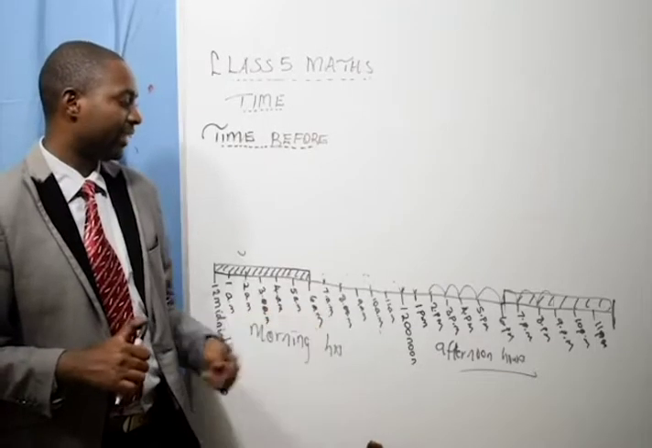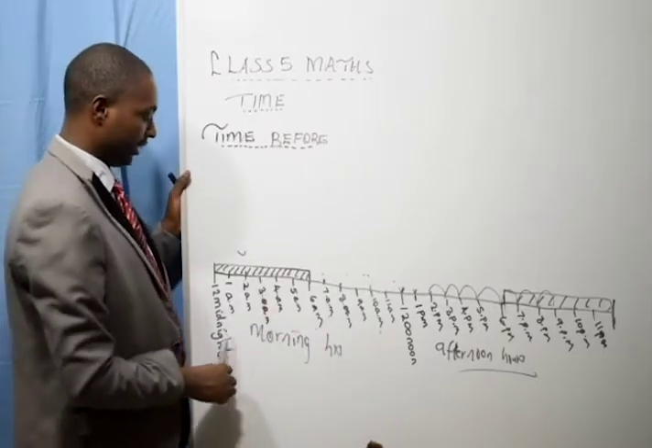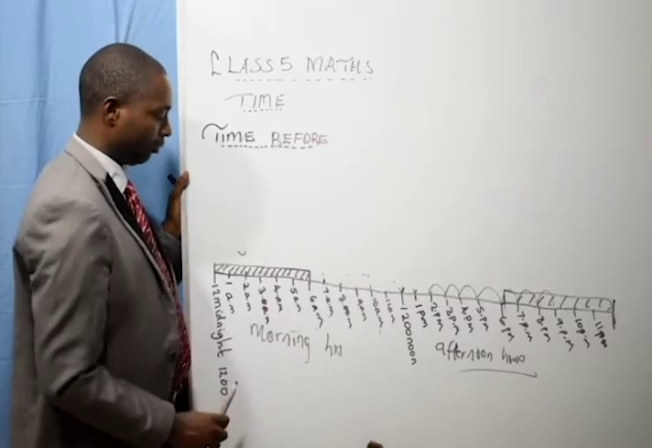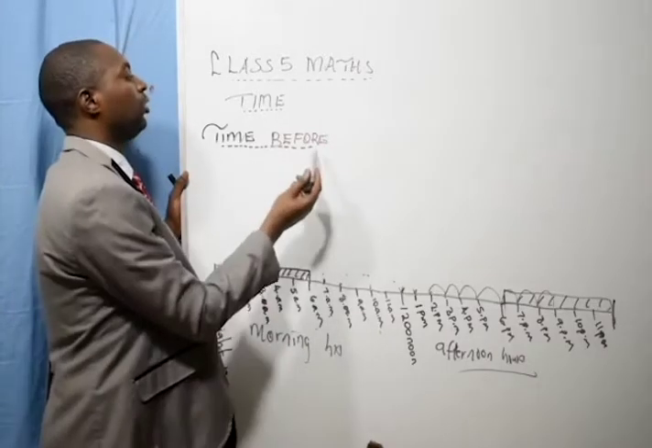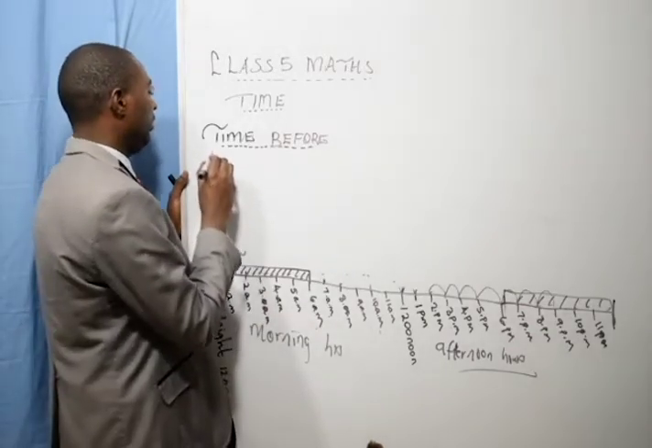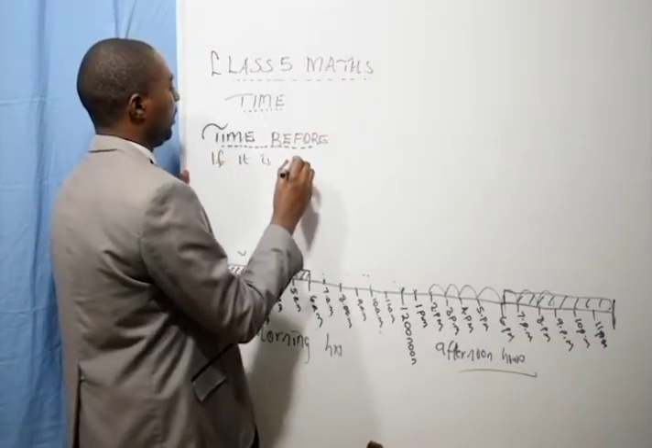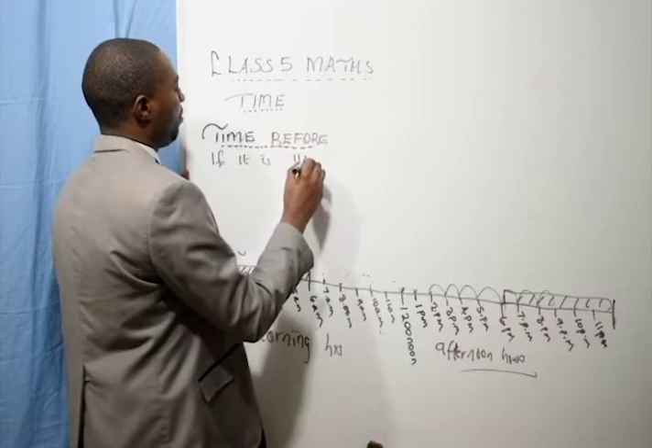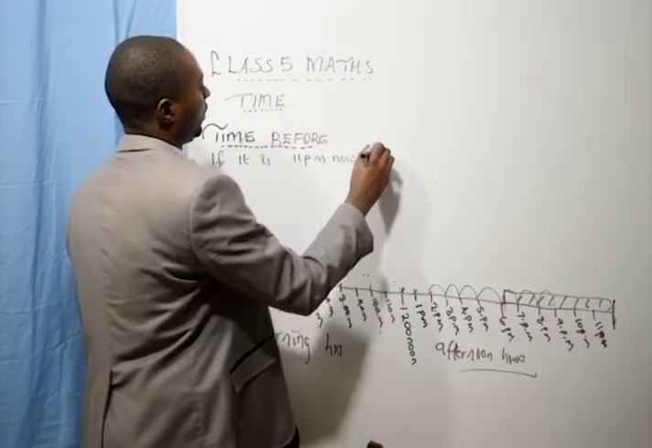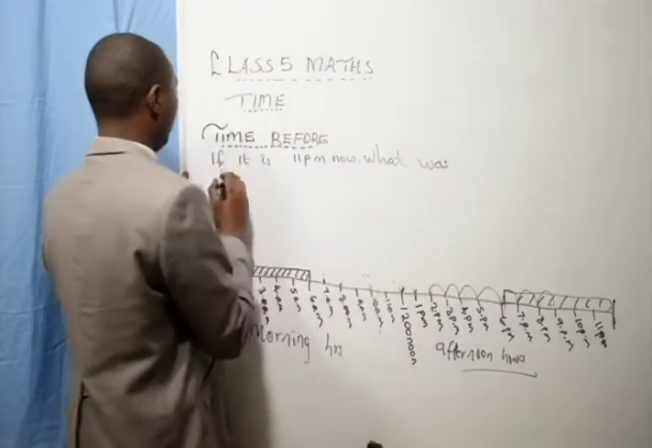Okay, we looked at the scaling of time, and we realized that in the scaling of time, all these have 24 hours and they start at midnight. And now I'm going to show you the time before. So our question is, if it is 11 p.m. now, what was the time?